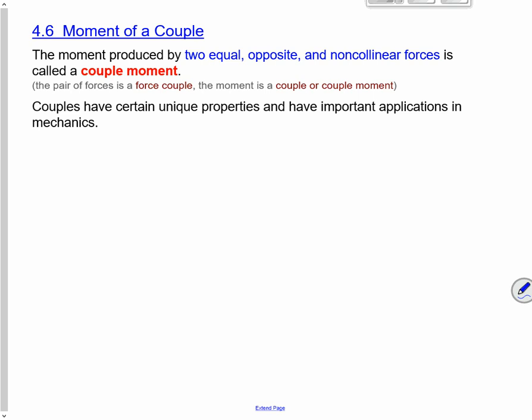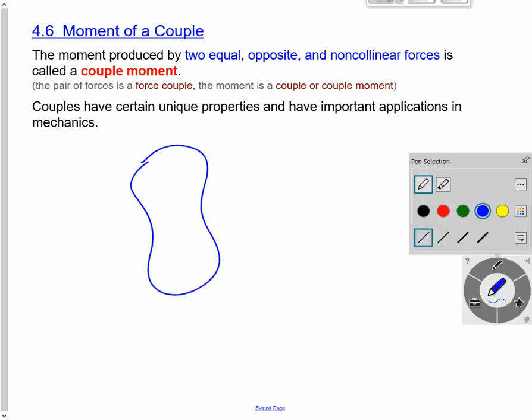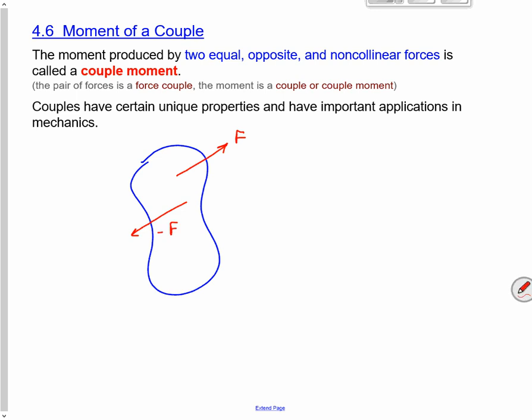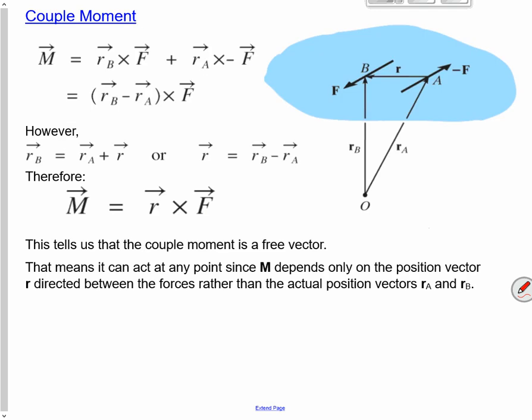The key is two equal, opposite, and non-collinear forces. So if I was to draw them, here's some object, and I've got two forces acting on it. Here's one force, and here's the other force. The trick is one of them is the opposite of the other, and they're not collinear. They produce a moment, so they're not back to back. So here's a basic picture.